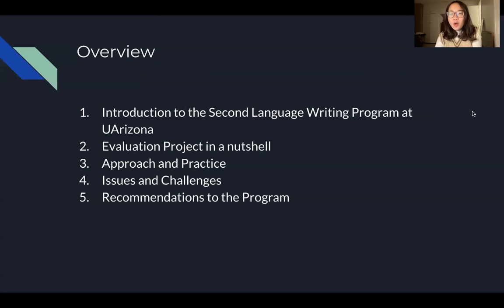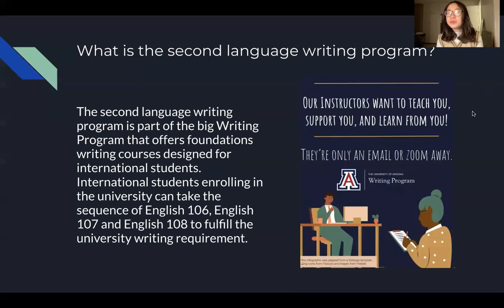All right, so let's target the first part. What is the second language writing program here at the University of Arizona? The second language writing program is part of the bigger writing program that offers foundation writing courses designed for international students. International students enrolling in the university can take the sequence of English 106, English 107, and English 108 to fulfill the university writing requirement.